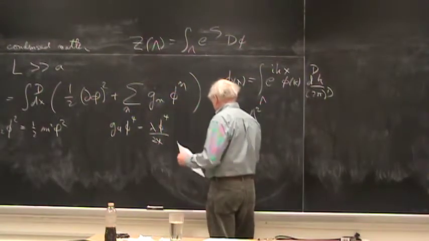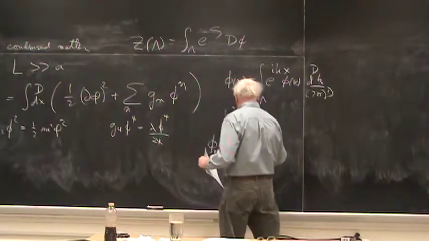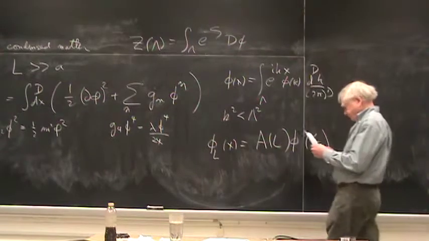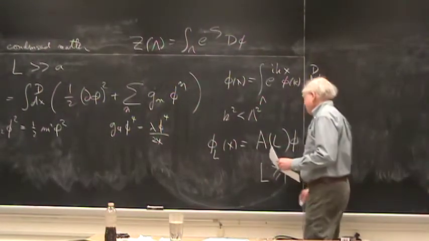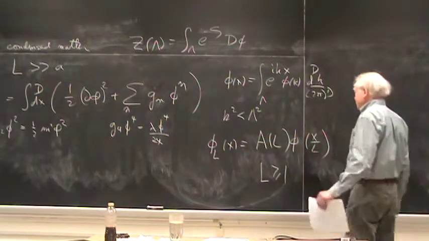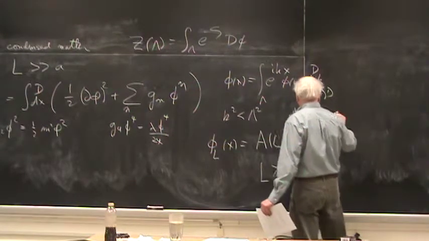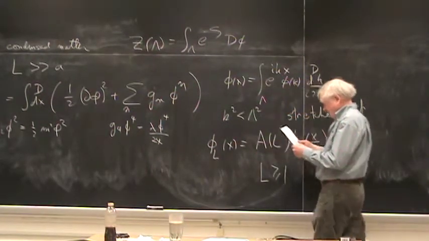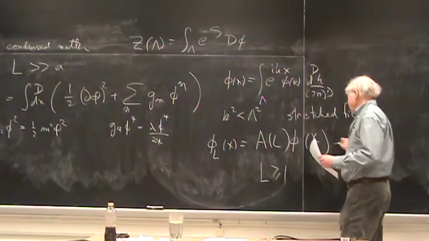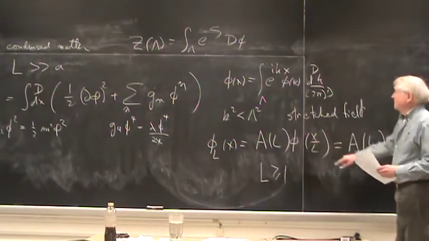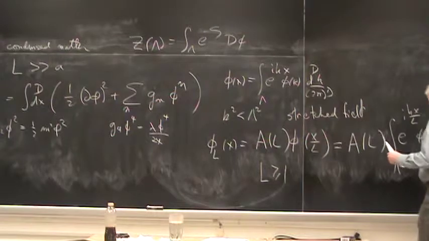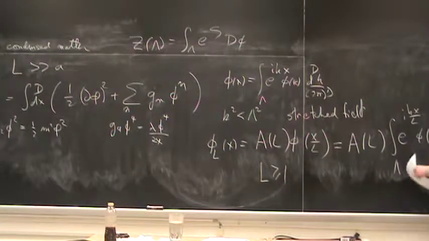So we're going to do the following. We're going to define phi sub L of x as some scale factor times phi of x over L, where here L is greater than or equal to 1 and dimensionless. And this I'm going to call a stretched field. And we're going to path integrate over these. Now this phi sub L, what is it going to be? It's going to be A of L times phi of x over L. So this is an integral up to lambda of e to the i k x over L, phi of k, d^d k over 2 pi to the d. So you see, this effectively has changed the cutoff, in a sense.